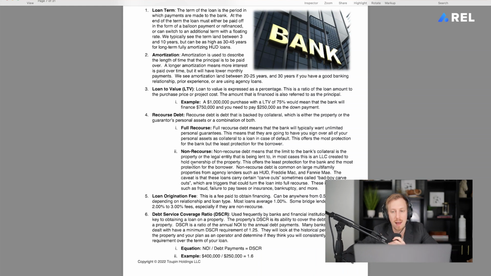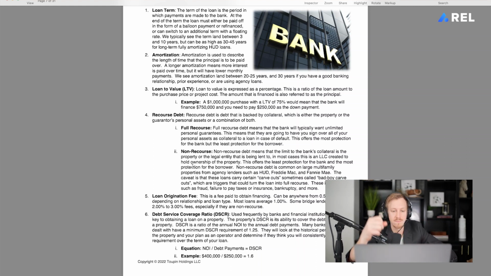We buy every property in a limited liability company, or an LLC. So every property we buy has its own LLC that owns it. So the bank lends money to that LLC, right? Bank lends money to that LLC. That LLC is there to protect us, the owners, from liability. We own interest in the LLC. The LLC owns the property.